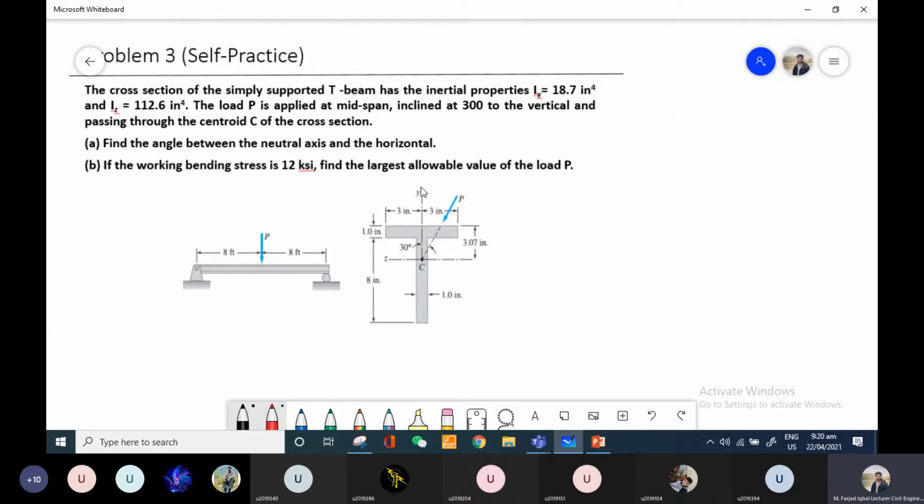So first thing is obviously that we need to figure out the angle between the horizontal and neutral axis. I will just solve it over this cross section. For that angle, our equation was tan beta equals Iz over Iy into tan of theta. Iz has been given to us, that is 112.6, Iy is 18.6. So can anyone tell me what is this angle theta? What will be angle theta?